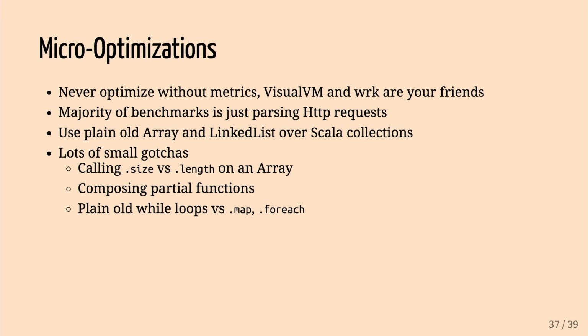But again, when you're in these really hot code paths, it actually makes a significant difference. The one that I always think about is the idea of calling .size versus .length on an array. .length is built into the array itself, but when you call .size, you trigger an implicit conversion into a wrapped array. Just that one little bit of overhead, if you're doing that millions of times per second, really adds up. A few other things I pointed out here are composing partial functions and using plain while loops versus higher order functions like map and foreach.